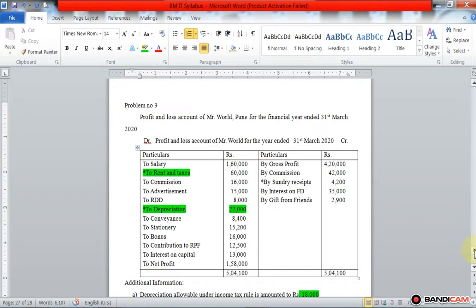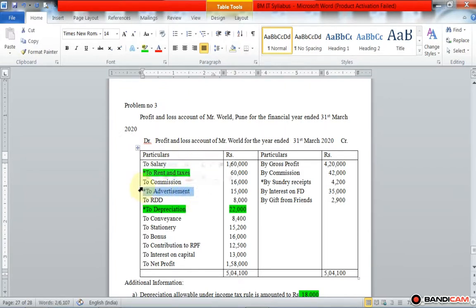Now we read the profit and loss account, debit side. Salary is allowable expenditure. For rent and taxes, an adjustment is given: 8,000 is disallowed. Commission is allowable expenditure. For advertisement, an adjustment is given, so we make a star in front of it: 12,000 is used for fixing a name and signboard on business premises. So it is an expenditure, but it is a capital expenditure.